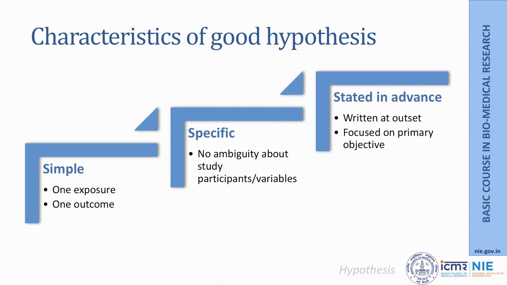A good hypothesis should be simple, should be specific, should be stated in advance. What do I mean by simple? It should be one exposure, one outcome. What do I mean by specific? There should be no ambiguity about the study, variables or study participants. It should be stated in advance, a priori, that is the terminology used. It should not be discovered at a later part of the study, and the hypothesis is focused around the primary objective.